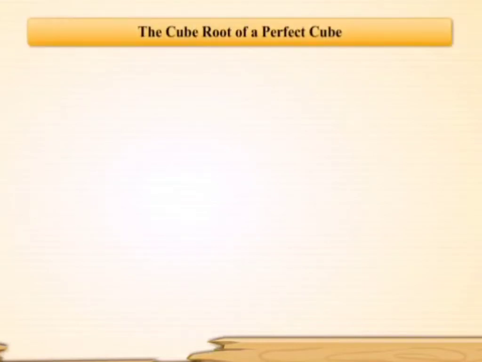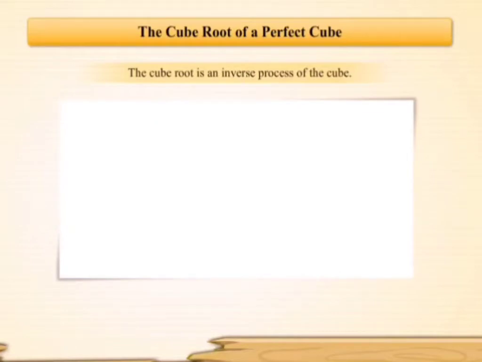We will now learn to find out the cube root of a perfect cube. The cube root is an inverse process of the cube. Let's identify the symbol used to represent a cube root. The symbol shown here is for the radical sign. The cube root is represented by a small 3 on the top of the radical sign.